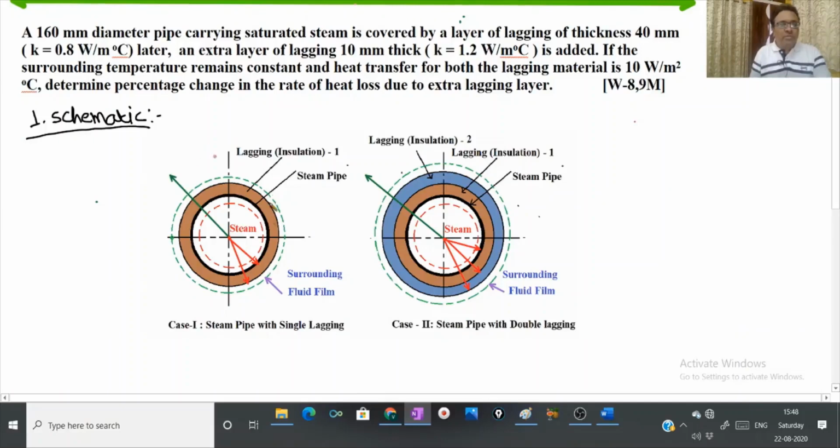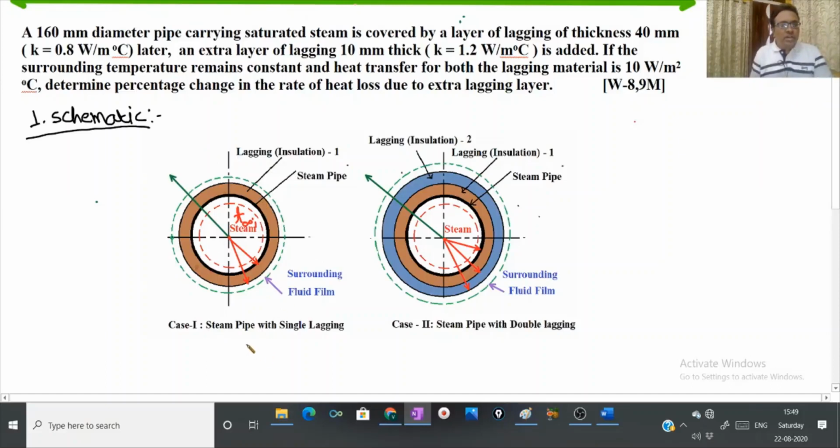In the given problem, there is a steam pipe shown in the black color of some finite thickness, and it is carrying steam, let's say having temperature T infinity I, and the presence of steam is shown by this dotted circle. This steam pipe is provided with a single lagging. It is also called an insulation material layer, or lagging in other words.